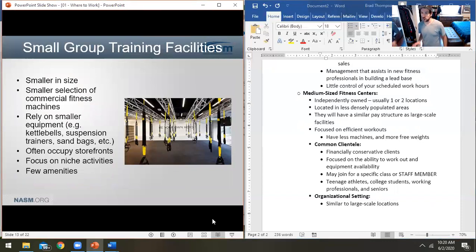So those are our 2 most common standard regular old gyms. Now we'll look at small group training facilities.